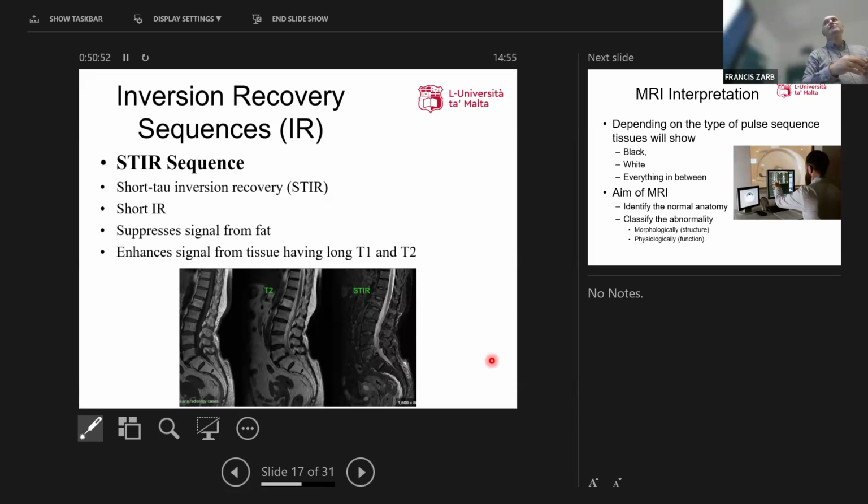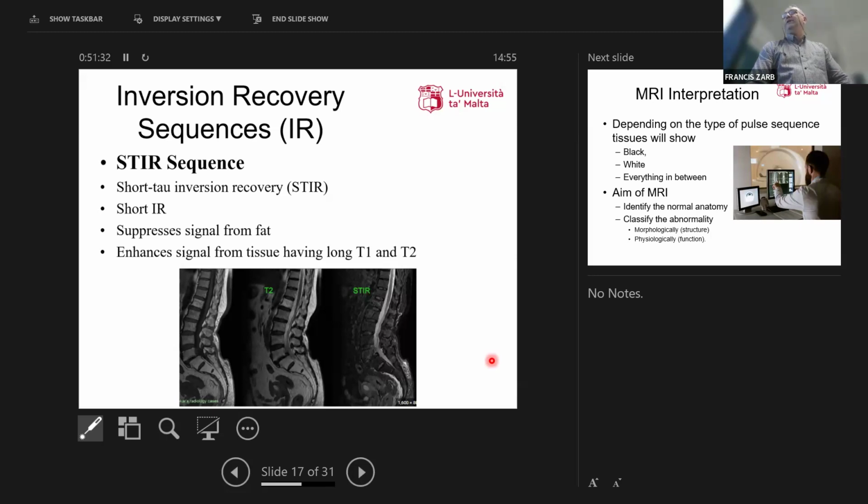Mela, STIR sequence short tau inversion recovery, darba l-inversion recovery time is short. Okay, dak kif biex to suppress the fat rather than suppress the water, enhances the signal from tissue having long T1 and T2. U hawnhekk għandkom different eżempju ta' l-ewwel wieħed huwa T1, T2 u STIR. Okay?